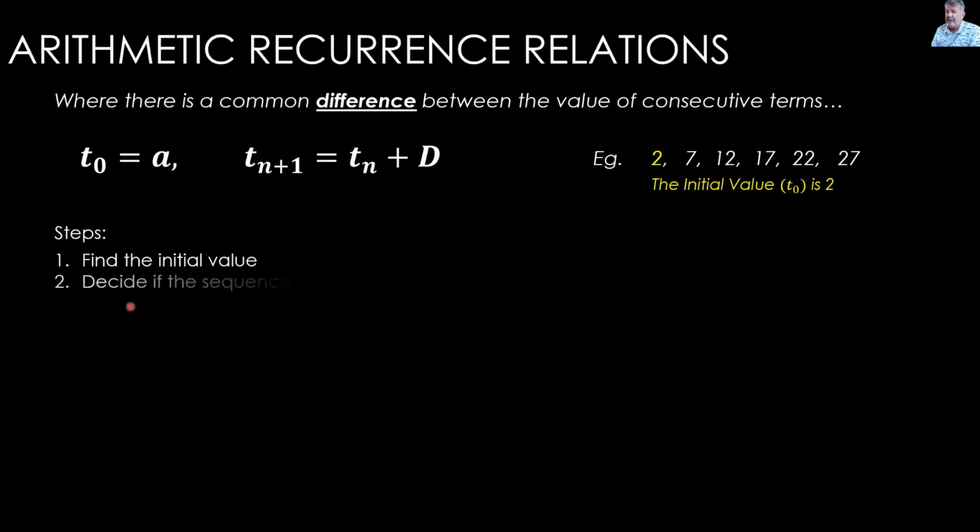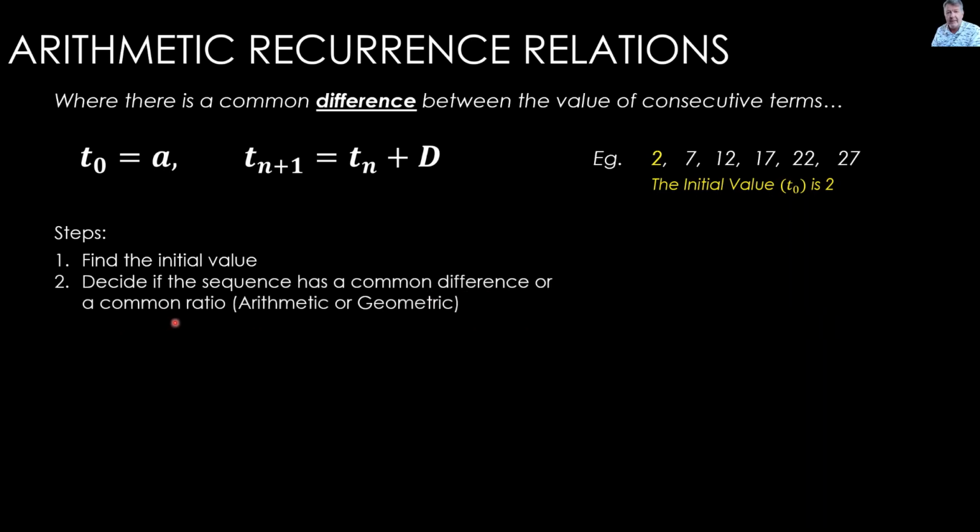The second step, decide if the sequence has a common difference or a common ratio. Now that means, is it arithmetic or geometric? Now let's have a look at this one. 2 to 7 is plus 5. 7 to 12 is plus 5. That's plus 5, and so on. So it's plus 5. There is a common difference. So write it: the common difference, D equals 5.